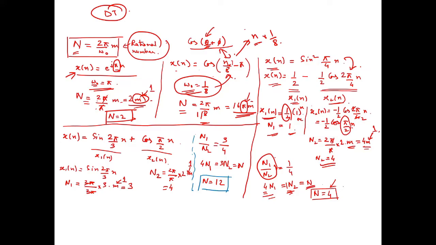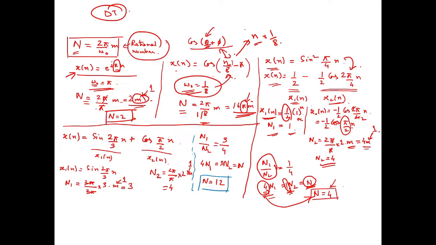equal to N. Now to calculate the N, what we have to do is find out the LCM of these constants which are being multiplied with N1 and N2, and if you find out the LCM, it comes out to be 4. N equals 4, which is basically a rational number, and since it is a rational number, this signal x[n] equals sine square pi by 4 n is a periodic signal.